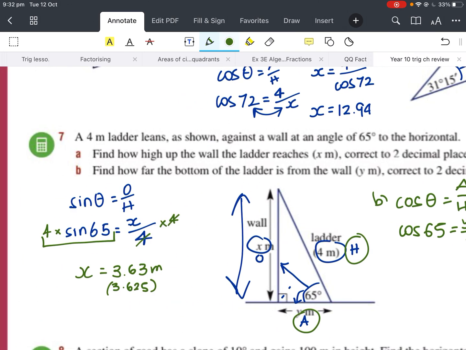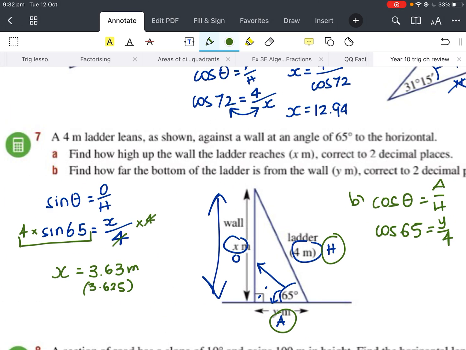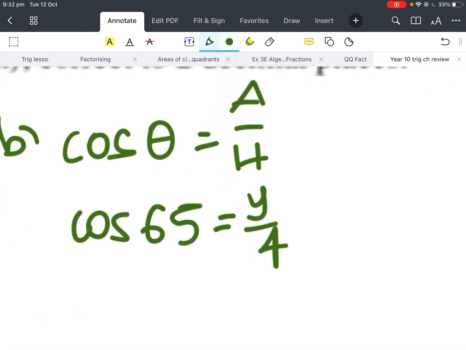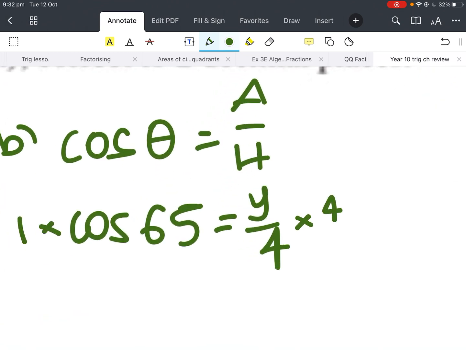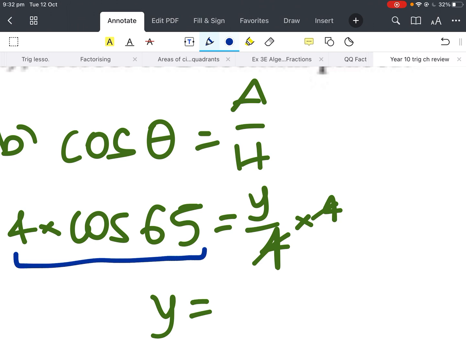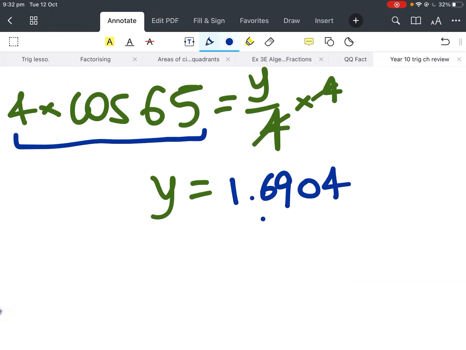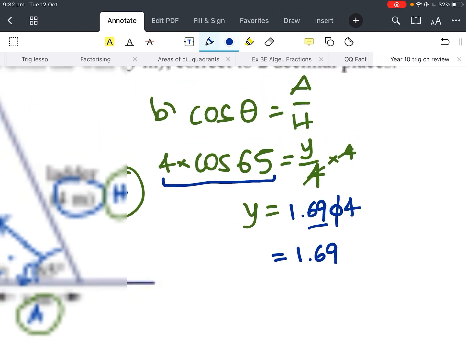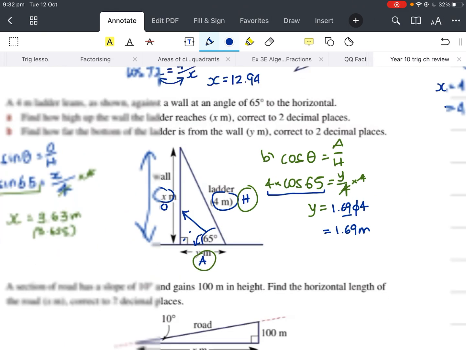So you'll notice they pretty much look the same. One's a sin, one's a cos. That's pretty much it. Okay, times both sides by 4. They cancel out, and Y will equal all of that multiplied together on your calculator. 4 times cos 65 equals 1.69. Now that goes to 0.4, but we only want 2 decimal places. 0.4 is the number that we are going to get rid of. Is that 4 or less? Yes, it is. So that means I don't change that answer. And it's also in meters, isn't it? So I'm going to write meters there.